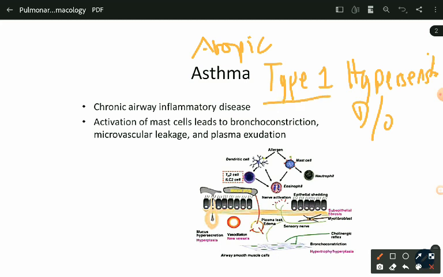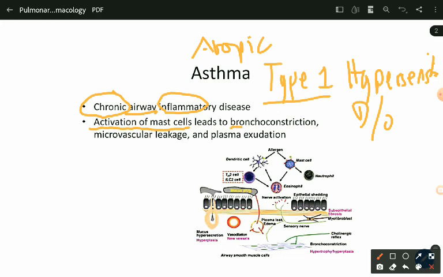So asthma is a chronic airway inflammatory disease. So there is inflammation. The involved area is the airway, especially the bronchioles and the bronchi. And it is chronic, leading to remodeling of the basement membrane of the airway, so there will be thickening after all. Then there is activation of the mast cells, leading to these three unique pathophysiologic events in the airway.